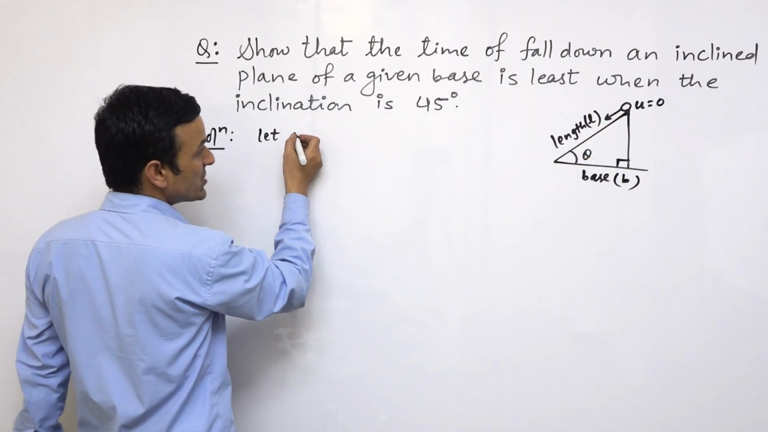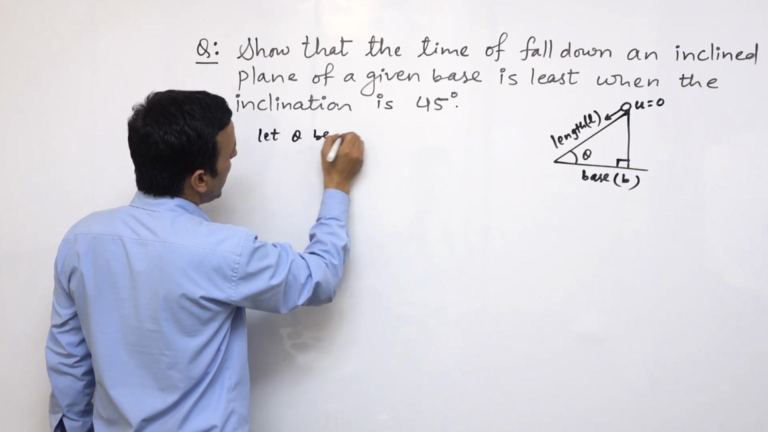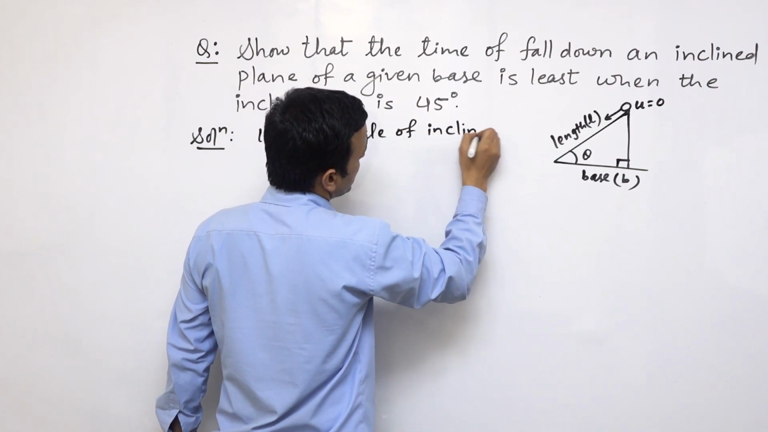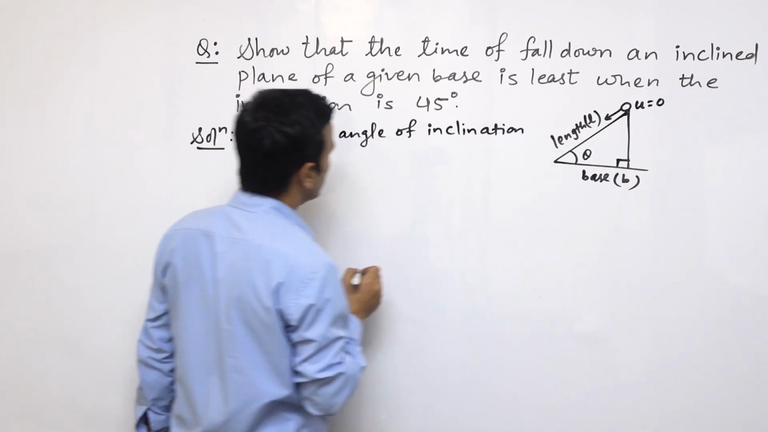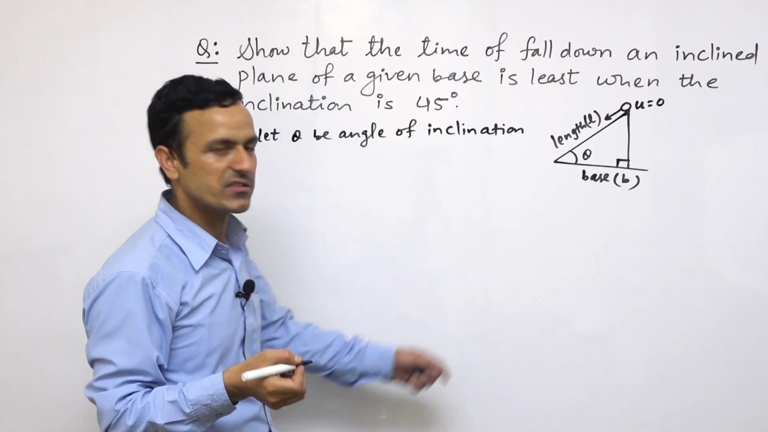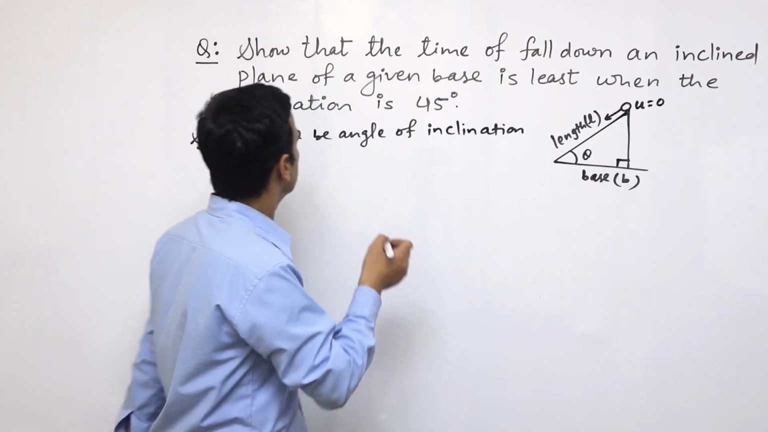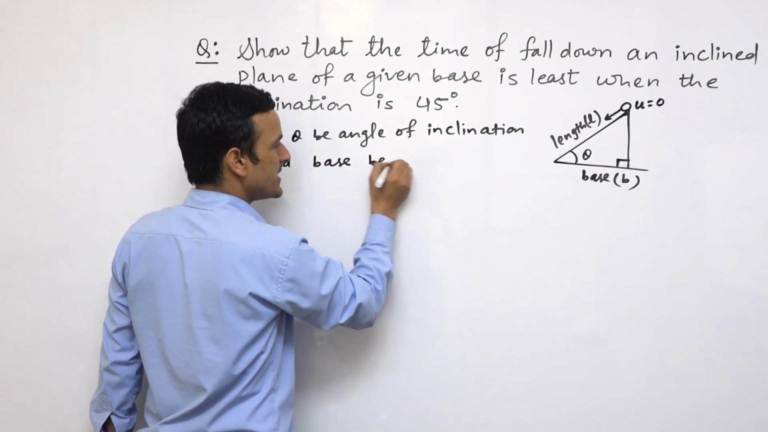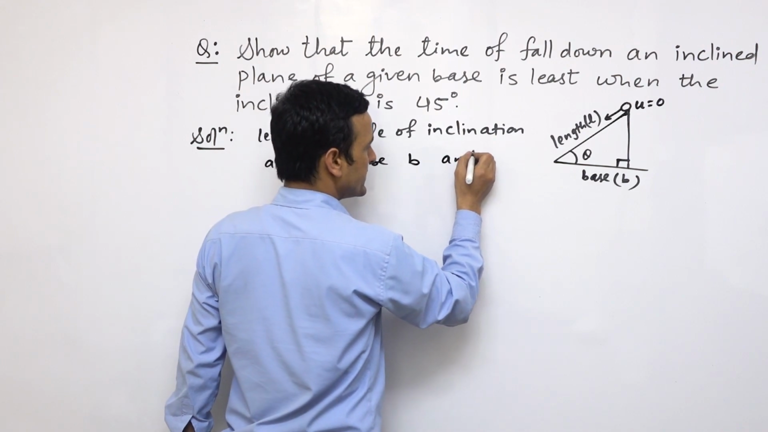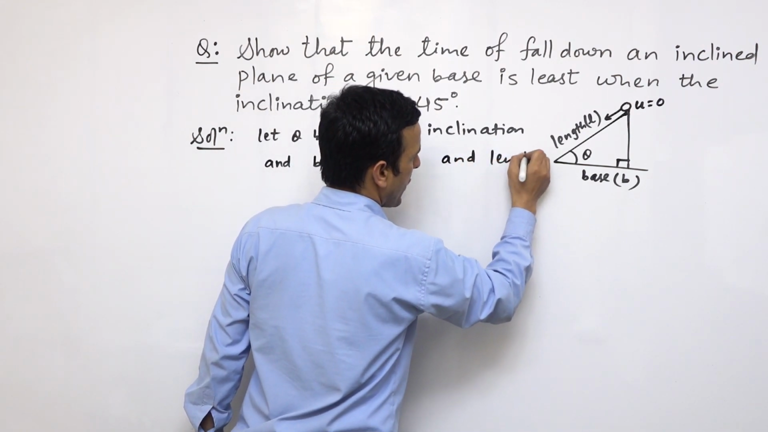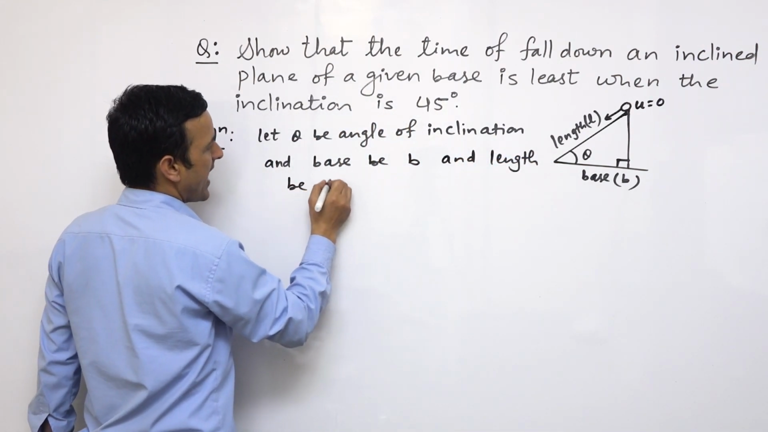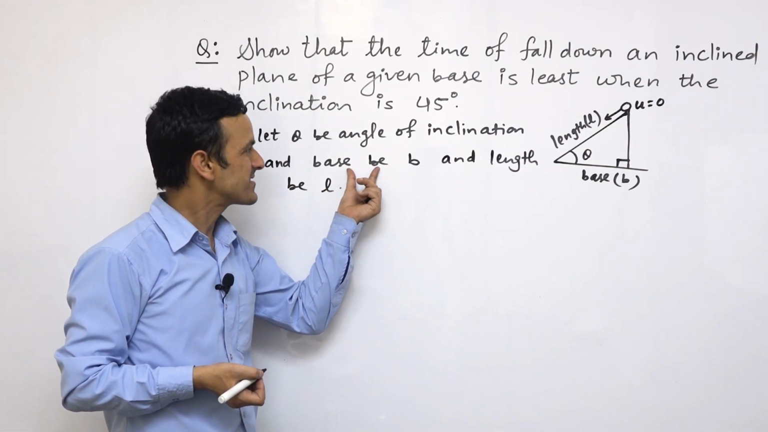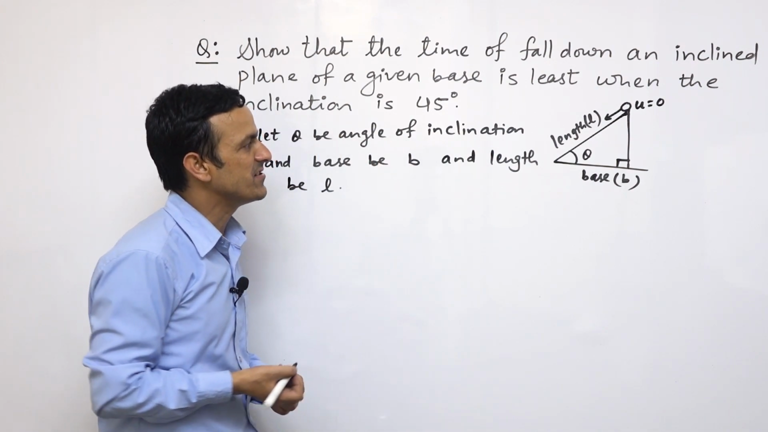So let theta be angle of inclination with horizontal line, this theta, and base B and length L. So L भनेको length हो यसमा, so B represents base and theta represents angle of inclination.